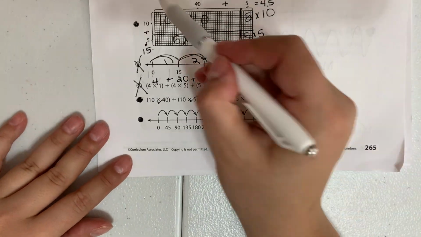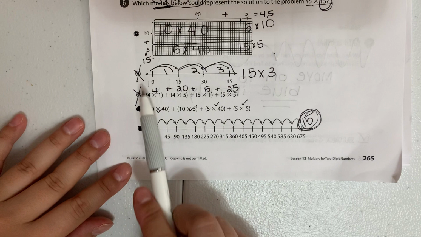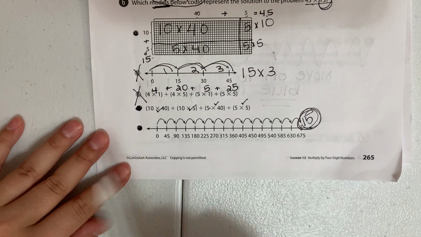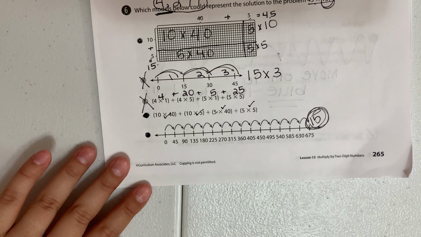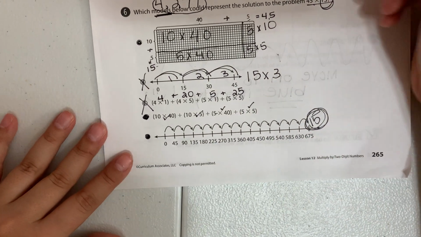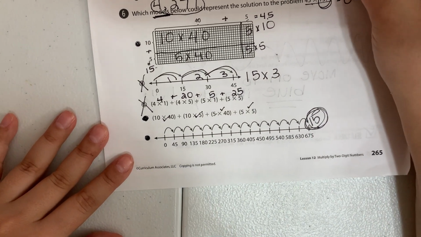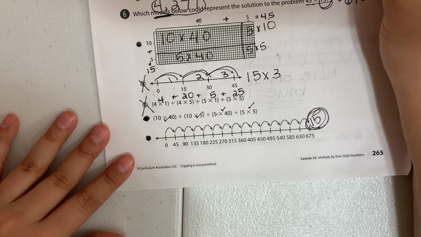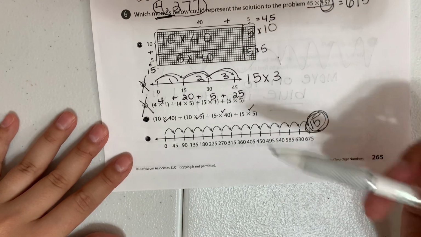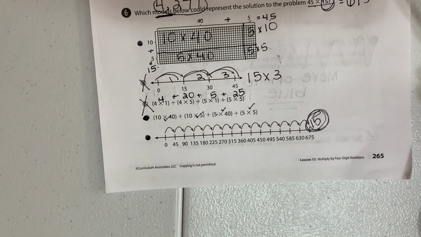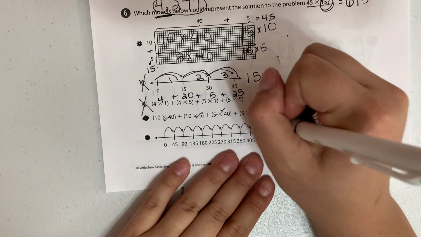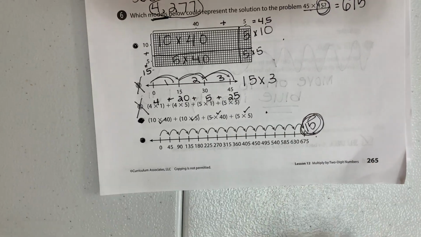So again, models means more than one, so we had to go and solve each of these and see if it matched 45 times 15, okay? Another trick for this is just to multiply 45 times 15, which is 675, and then you could have gone and solved each of these and seen if you got 675, then you knew it worked, okay? So you would get that for A, D, and E, okay?